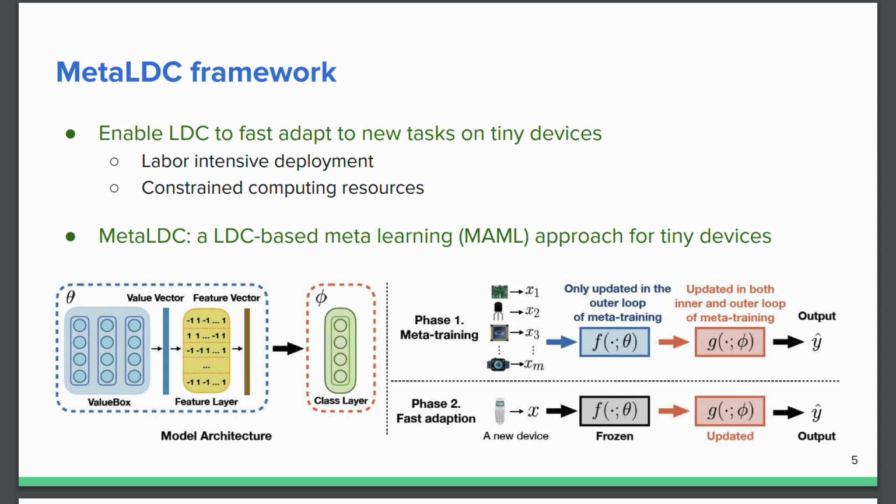We therefore propose MetaLDC, an LDC-based method for tiny devices. In a nutshell, it pre-trains an LDC classifier by learning from different but related tasks. The obtained initialization is then used to adapt to different tasks on new devices. If you look at the right part of this figure, in the fast adaptation stage, the former layers are frozen during adaptation, and we just fine-tune the last layer using a few examples from the new tasks.